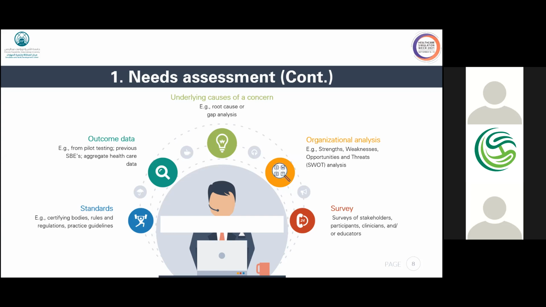This will help you to decide how the simulation experience is. Of course, it targets the gap, but you will have to make sure that the resources you have in your organization are capable of covering this demanding education technique. Surveys are also preferred for needs assessment. You can survey the stakeholders, clinicians, or educators.